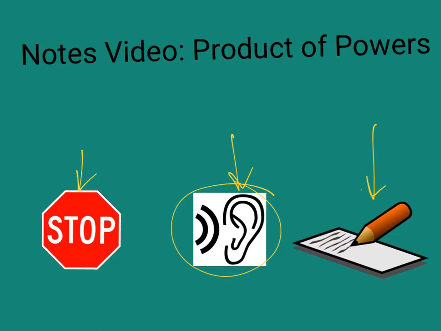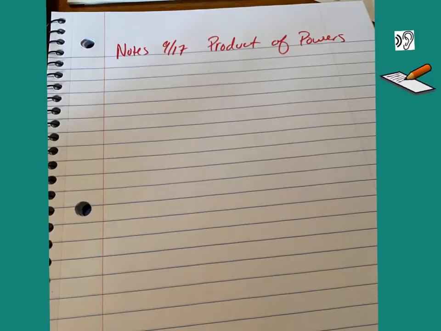In your notebook, write down notes, and then our title of our notes is Product of Powers. Also throw today's date, 9/17, on there. By the time you've written it, it should look like this. So notes 9/17, power of products. You see our symbols up here to listen and to write down. If you need to stop, stop, and then continue as we continue into our video.